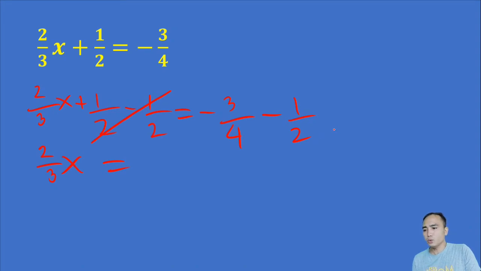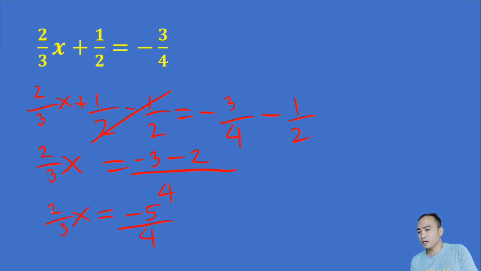so first we need to get the LCD of these two fractions. The LCD of 4 and 2 is 4. And then 4 divided by 4 is 1. 1 times negative 3 is negative 3. Then minus 4 divided by 2 is 2 times 1 is 2. So 2/3 x equals negative 3 minus 2 is negative 5.